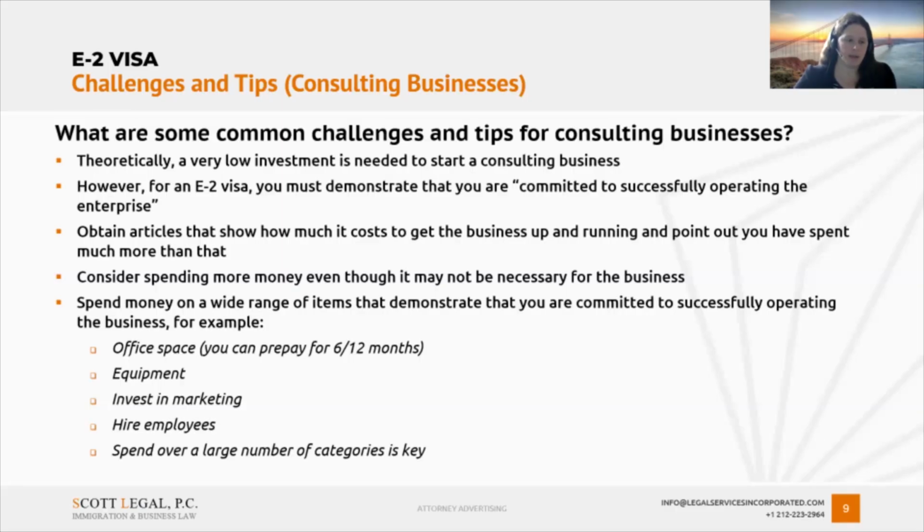Hiring employees. So maybe you weren't going to get an employee until year two. It can be helpful sometimes to hire an office assistant, maybe to do some of these setup things that you can't do while you're not in the US. And anything that you pay to that office assistant and anything you pay related to that, insurance, payroll provider, all of those are good expenditures for the E-2. And hiring an employee also shows that you're meeting that marginality requirement. So that can be helpful on two fronts. And as I mentioned, spending over a large number of categories is key. You don't want to have just one large expenditure in one area. It really needs to be a holistic view. Have you spent everything to get this business up and running?